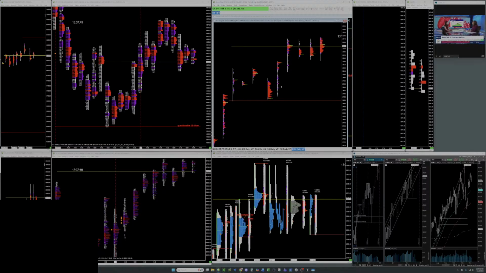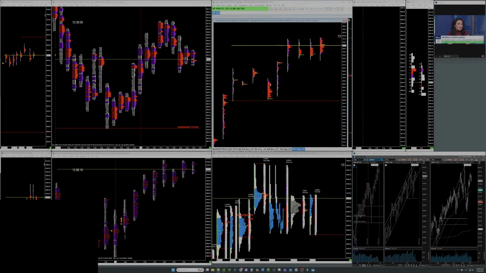But look at the risk of this here, man. Look at the risk happening here. What we have seen in the ES during this day is what I'm seeing happen in the Russell down here.